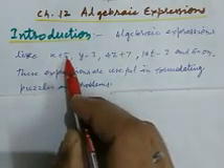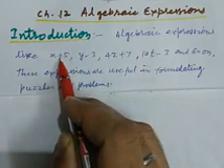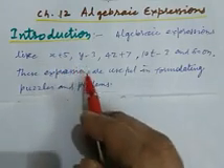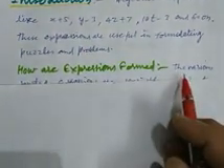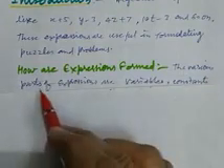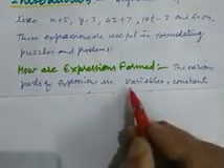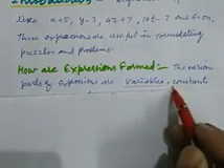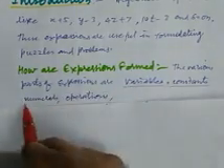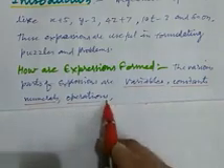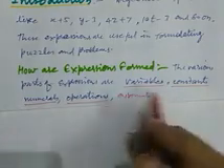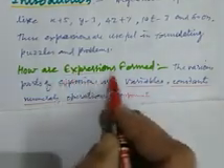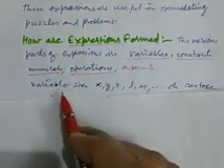variables, numerals, operations, operators. How are expressions formed? So we learn this. The various parts of expressions are variables, constants, numerals, operations, and exponents also. These are the different parts of the expressions. Now we learn these parts, then we learn expressions.